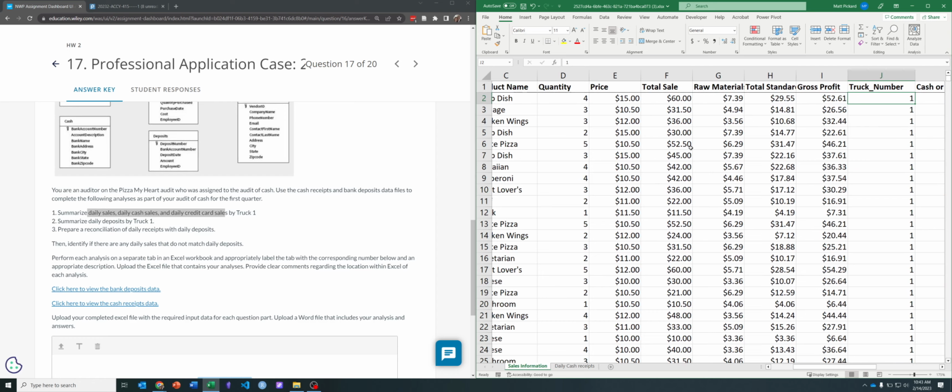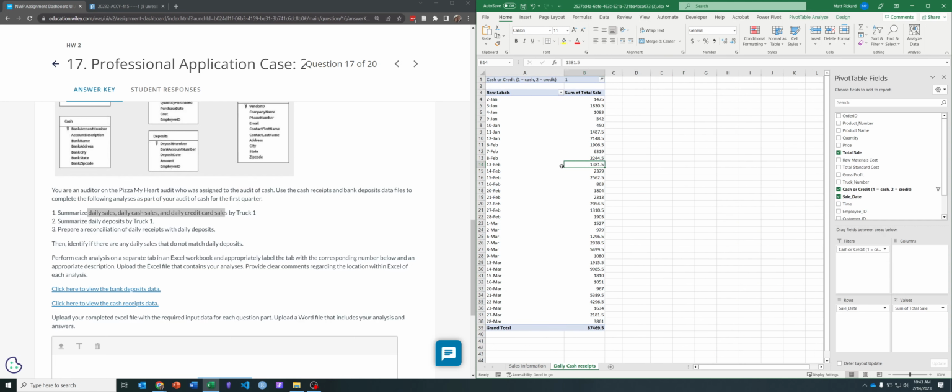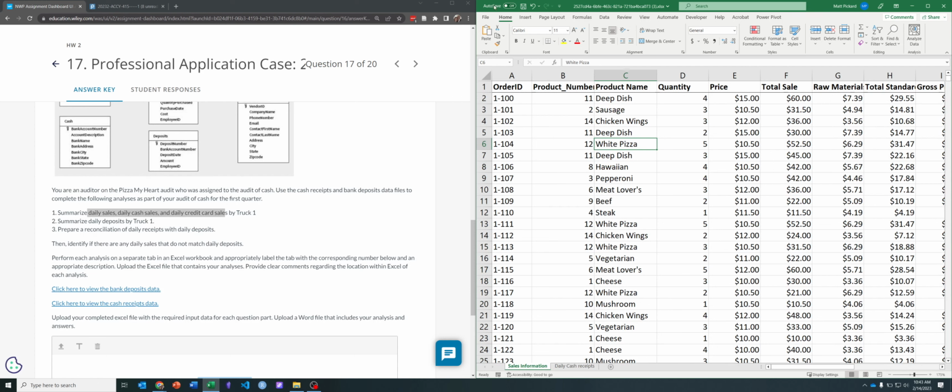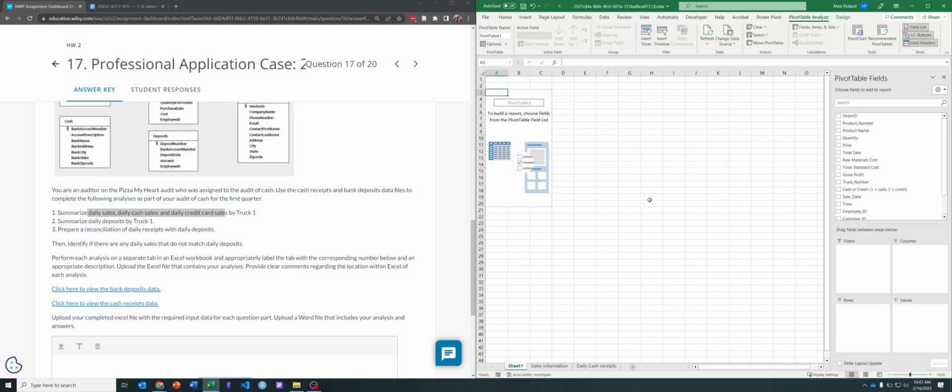What we want to do is roll up all our daily cash receipts, in other words, our daily sales. They seem to be synonymous in this data set. They've actually done this on this tab, but let's go ahead and do it. We're going to do it with a pivot table, so we're going to insert a pivot table.